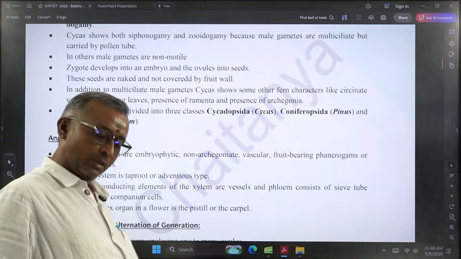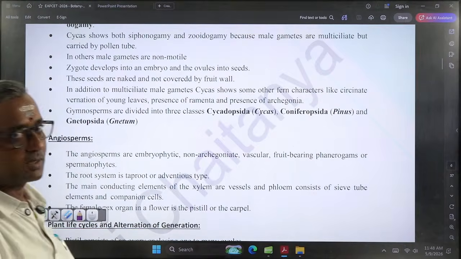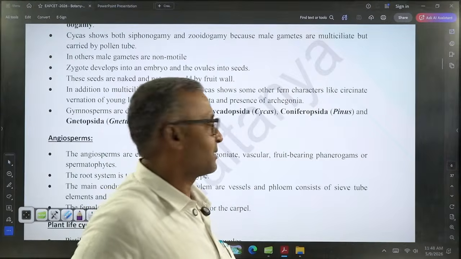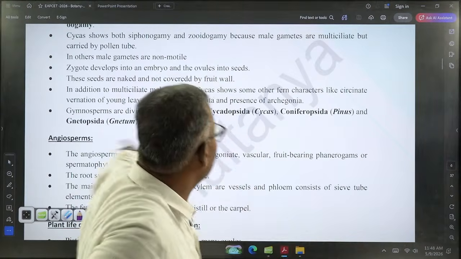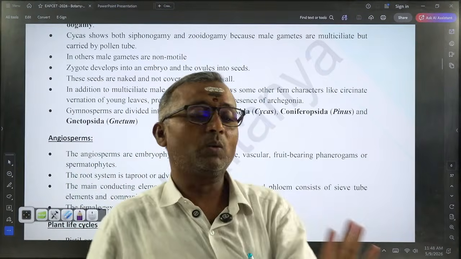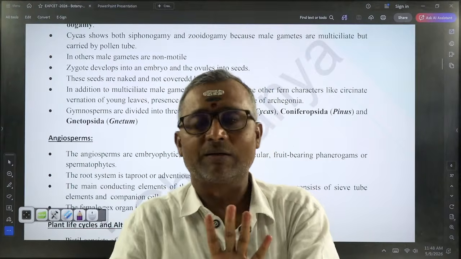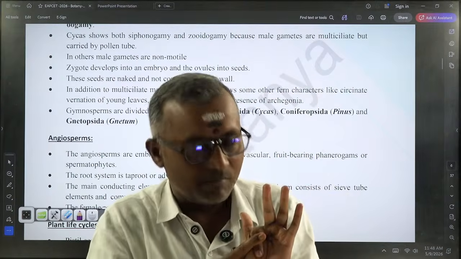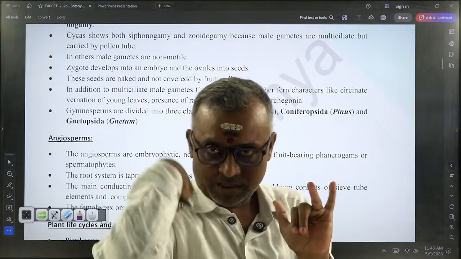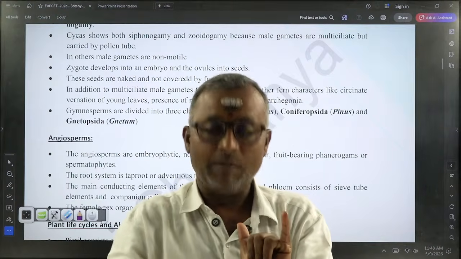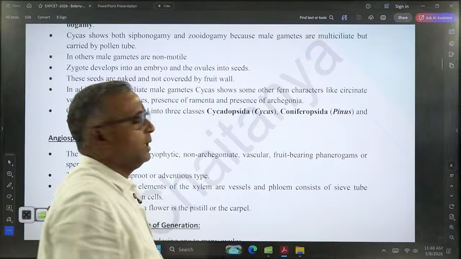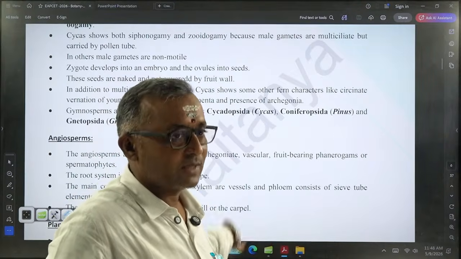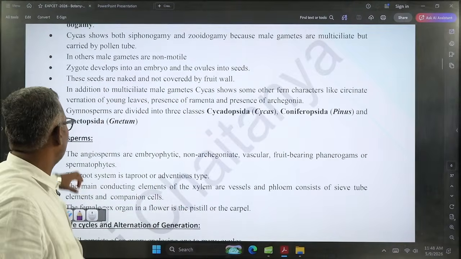And even in gymnosperms you can find, particularly Cycas, it has some fern characters. What are the fern characters? One is multiciliated antherozoids or spermatozoids, circinate vernation, presence of ramenta. Very, very, very important. Apart from that, archegonia. Remember, these four are fern characters of Cycas. What are they? Number one, multiciliated male gametes, motile male gametes. Number two, circinate vernation. Number three, presence of ramenta. Number four, presence of archegonia. And these gymnosperms are divided into Cycadopsida, Coniferopsida and Gnetopsida. Under Cycadopsida we have Cycas, under Coniferopsida we have Pinus, and under Gnetopsida we have Gnetum.